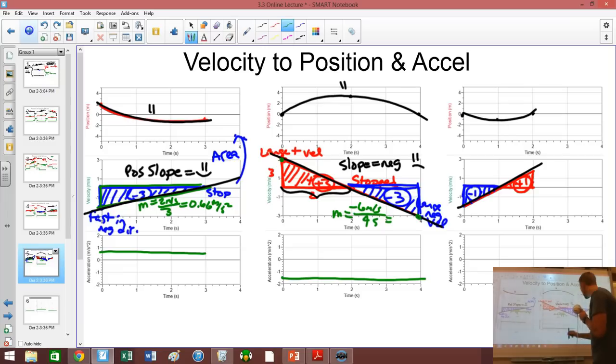And then my slope, negative 2 to positive 2. That's a positive 4 meters per second over, what is that, 2 seconds? So that's 2 meters per second per second. Nice.